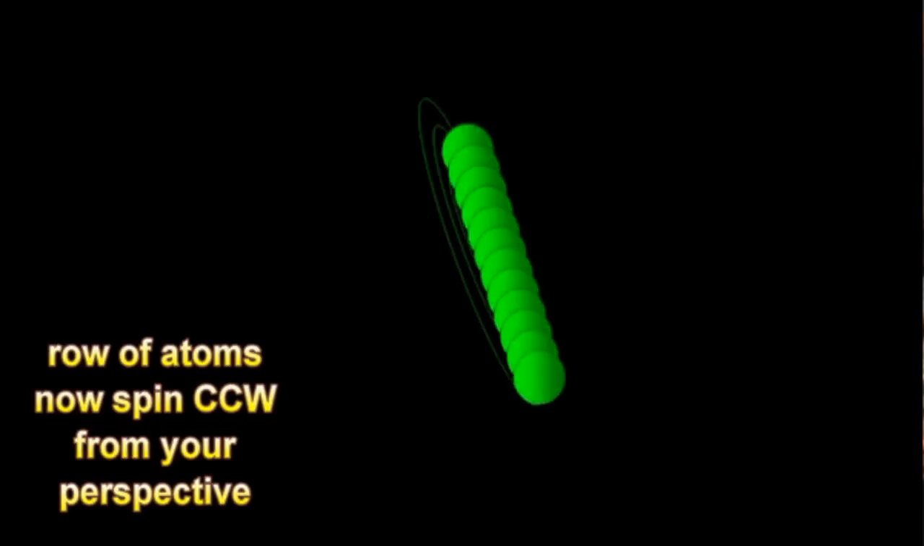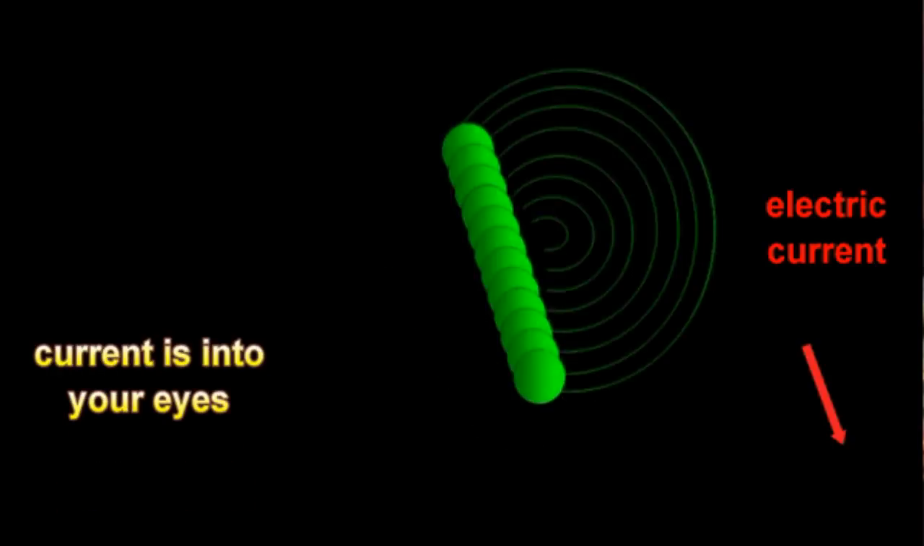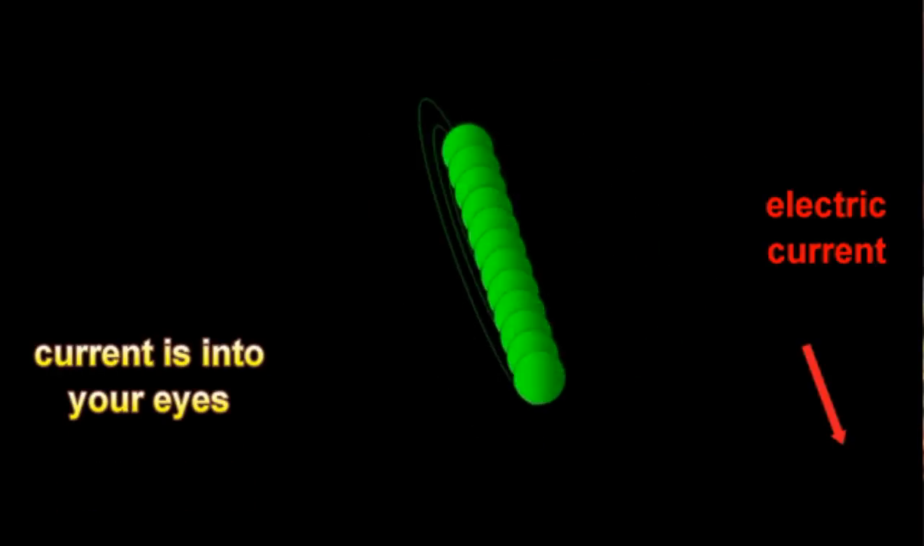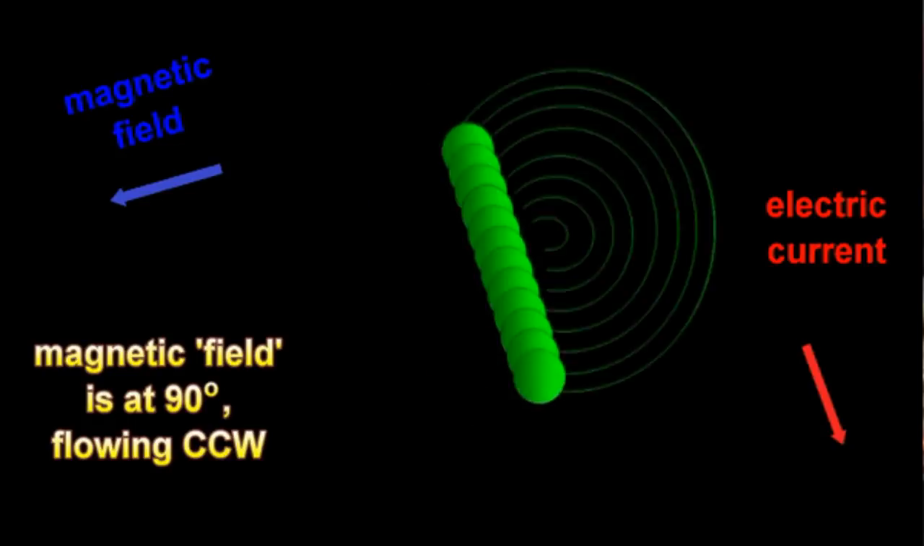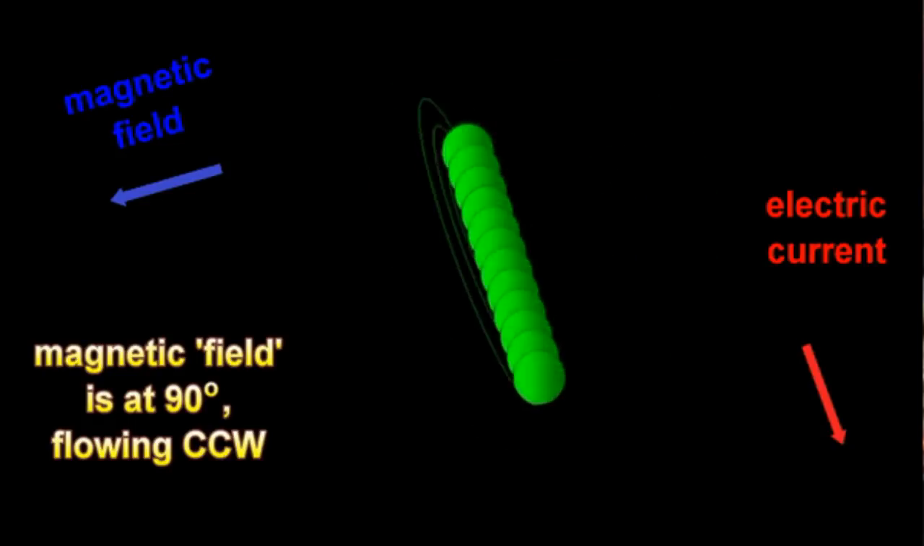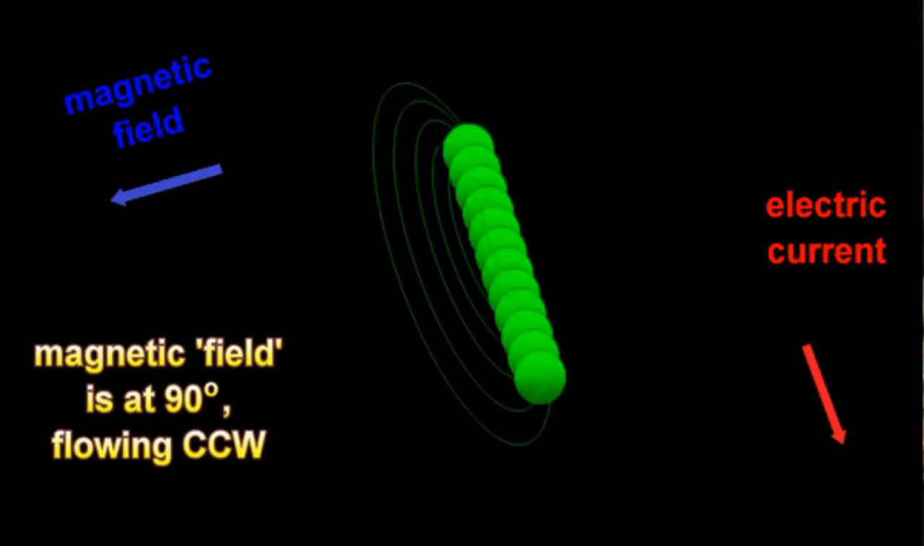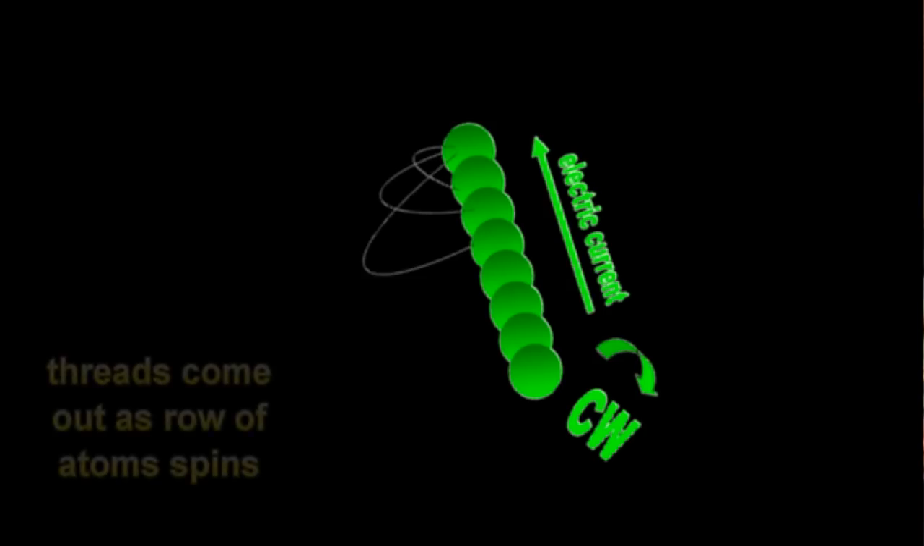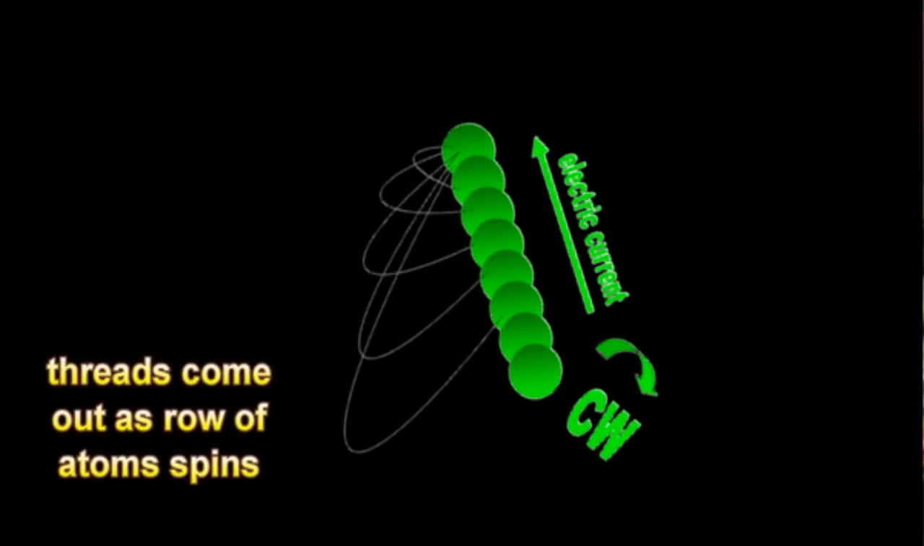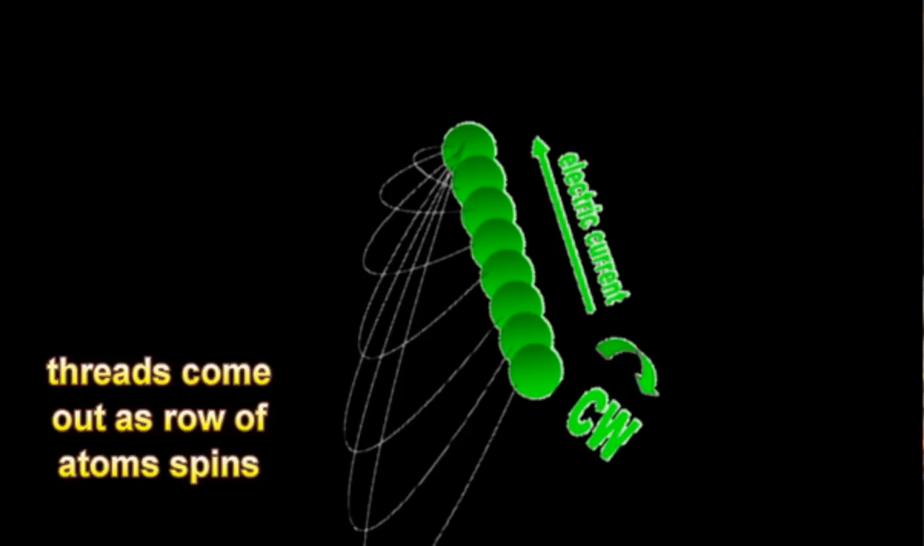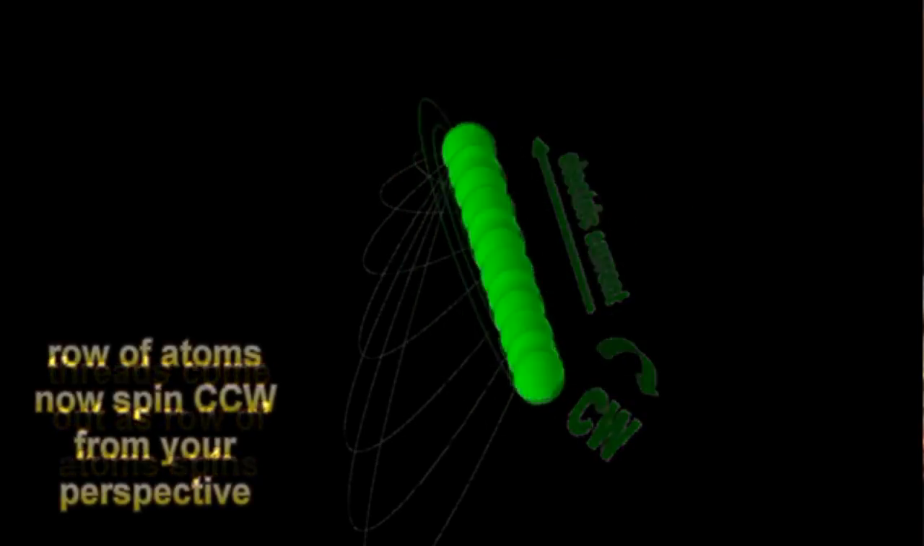And the row spins, and you can see the electricity is going into your eyes, whereas the magnetic field goes exactly at 90 degrees to it, because that's the direction in which the row of atoms is spinning. So it's very simple. One is at 90 degrees to the other because there is no other possibility if the magnetic field is made of threads. Again, this is a model for you to understand a different universe that I'm illustrating for you.